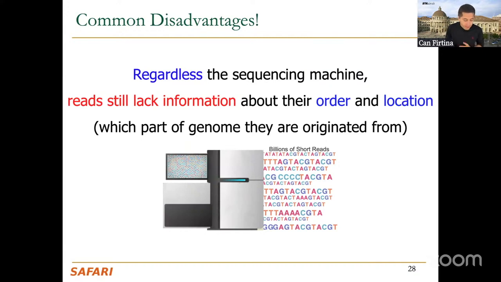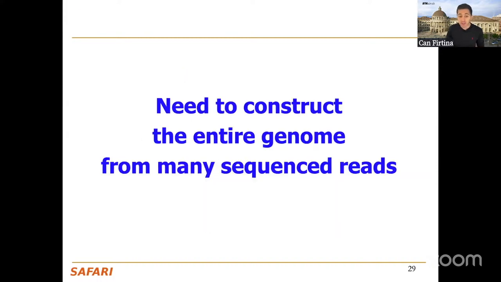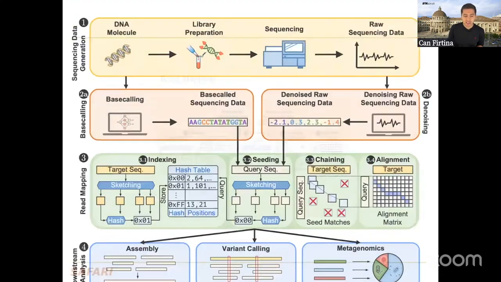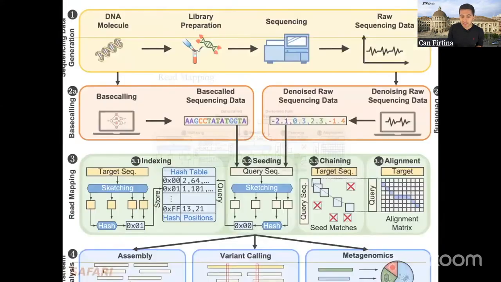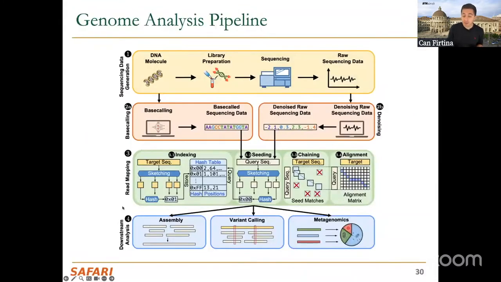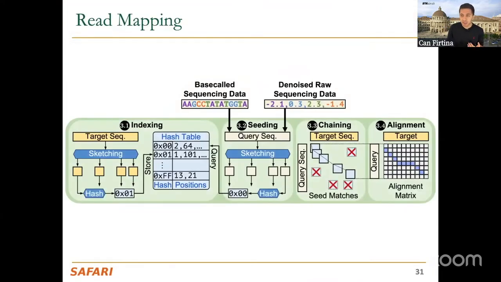Again, I want to remind you that regardless of the sequencing machine, reads still lack the information about their order and location, where they originated from, right? And then we need to figure that out so that we can analyze the genome. So this means that we need to construct the entire genome from many sequence reads. And this means that we need to take the next step in the genome analysis pipeline, which is the read mapping step. After we generate the sequencing data, perhaps even base call them, we need to identify their origin. And this is done by a step called read mapping.